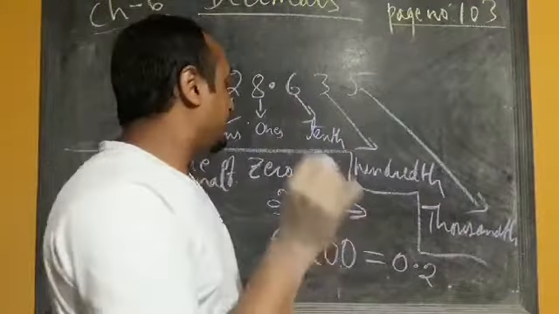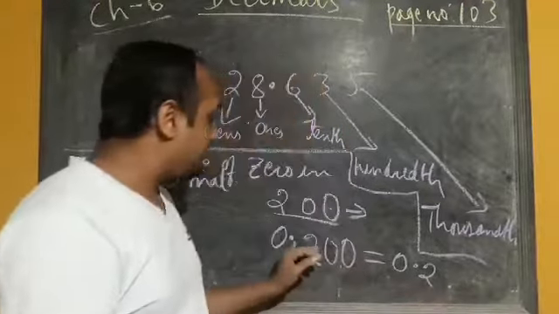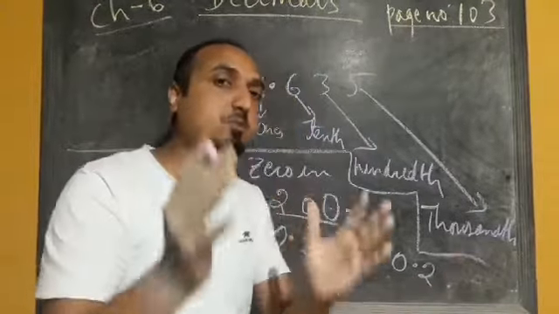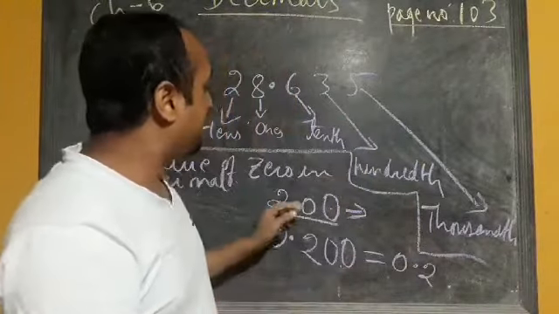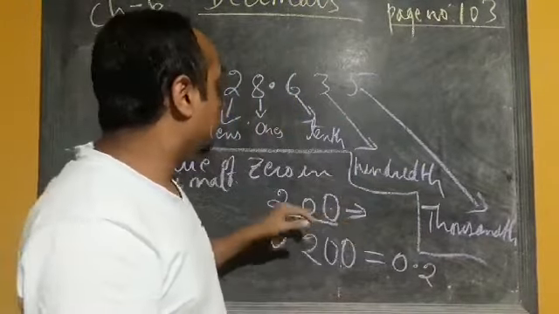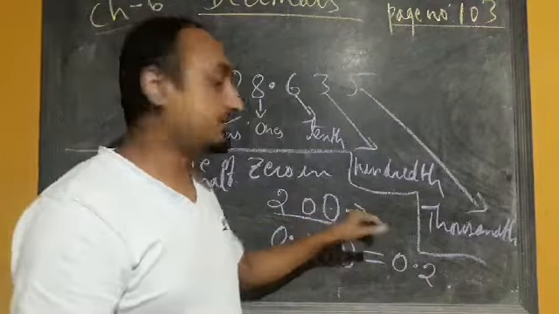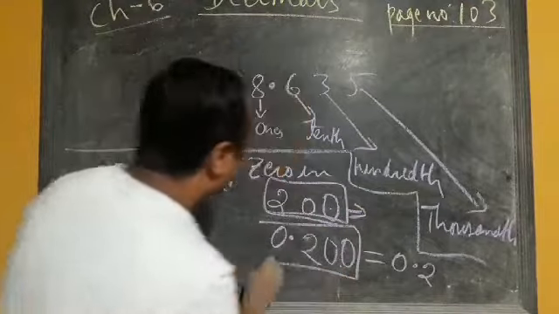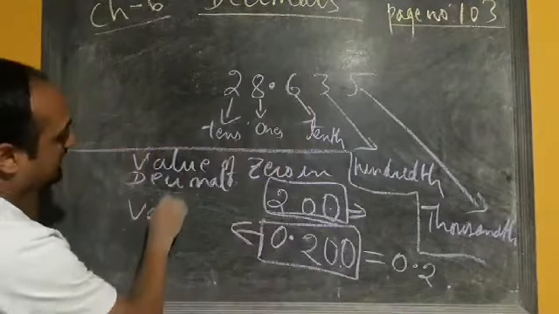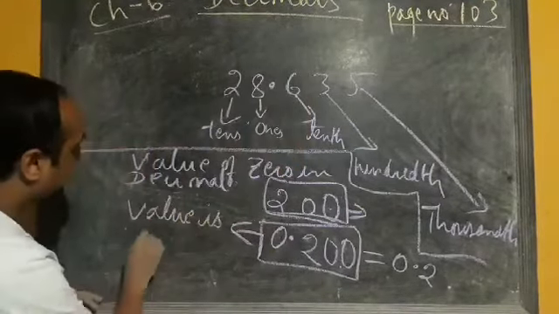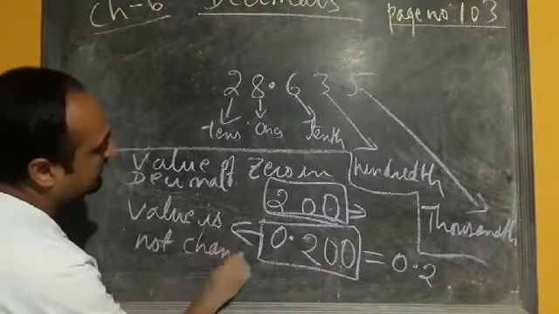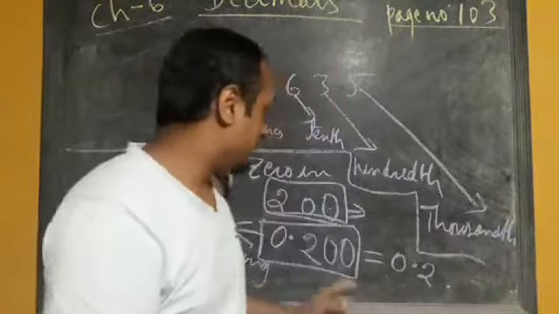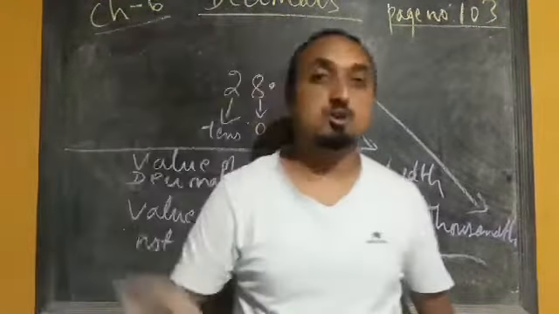The meaning is that if you put any zero after the decimal point, that will become meaningless. The number will remain the same. But if we put a zero in the case of 20, it will become 200. So here the value will change, but there the value is not changing. It will remain as 0.2.